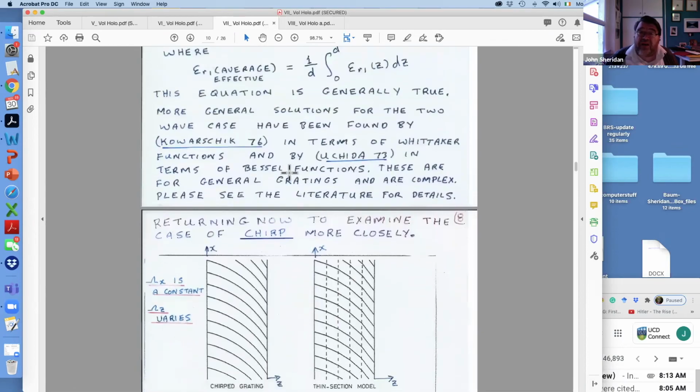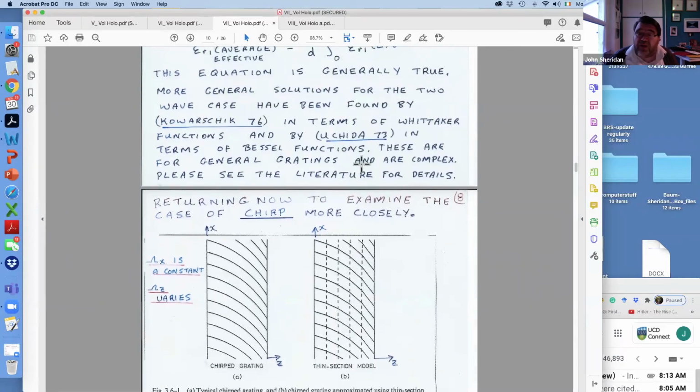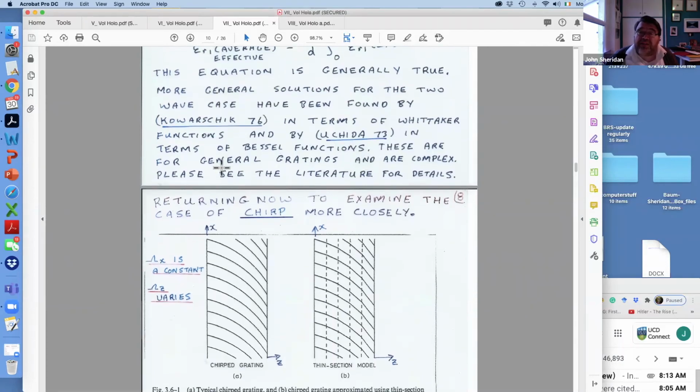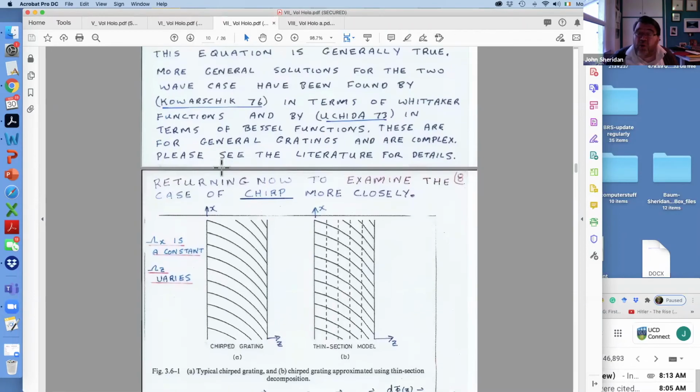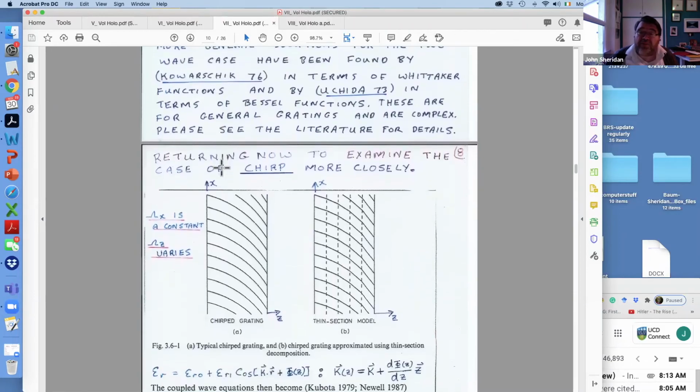So that's very handy. More general solutions for the two-wave case have been found by Kowaschik in terms of Whittaker functions, and Yoshida in terms of Bessel functions. So you can go away and go mad and have all sorts of profiles. And these are for general gratings and are complex. You can go and look at the literature, go to Sims, and he talks about this.